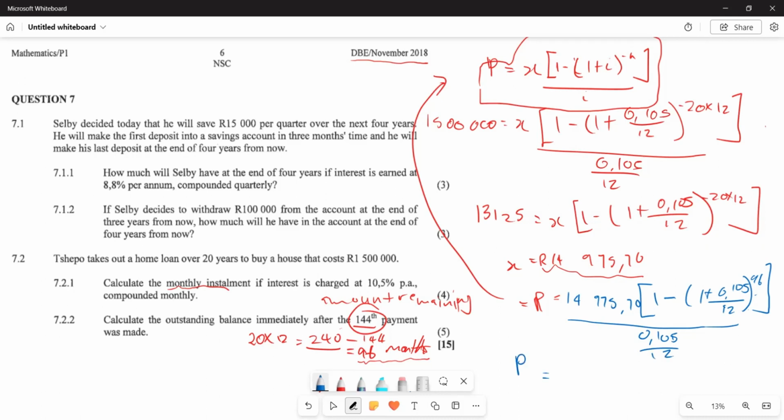So what is going to be the present value formula? The present value that we are going to find as our outstanding balance. Let's plug it in. It's going to be 969,927.74. So this is going to be the outstanding balance that Tshepo will still be owing the bank after paying 144 payments. Hopefully this will make sense. Thank you very much.